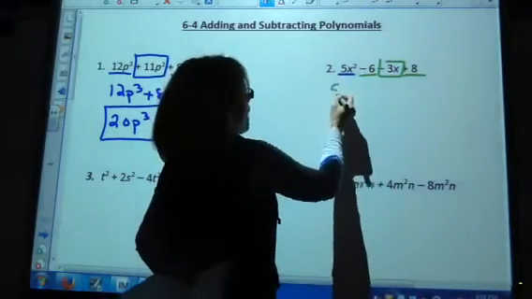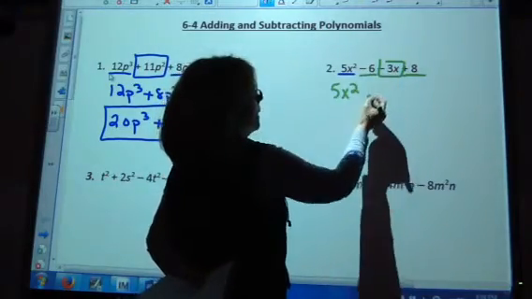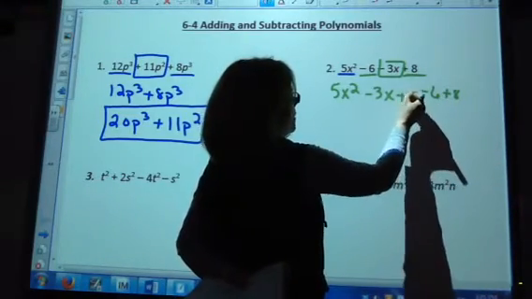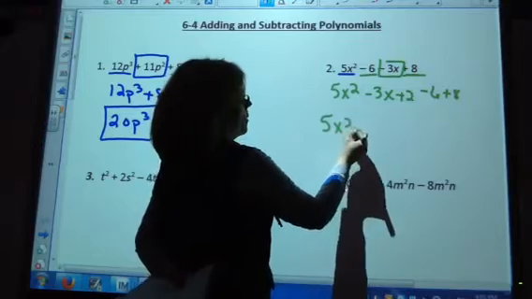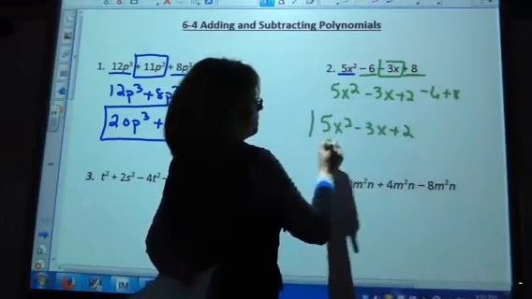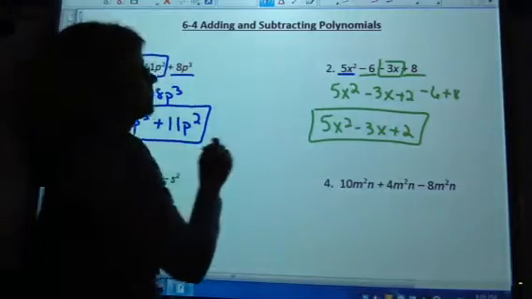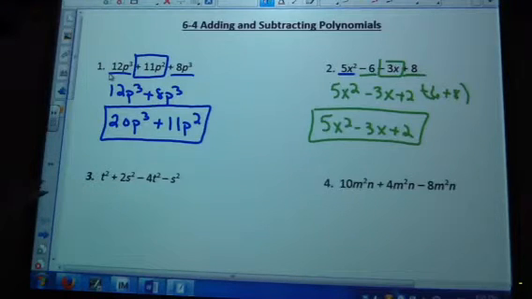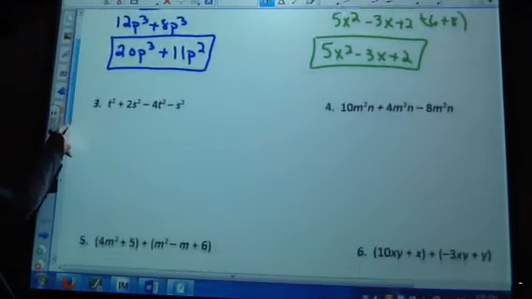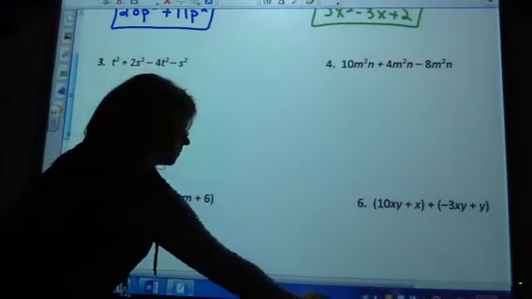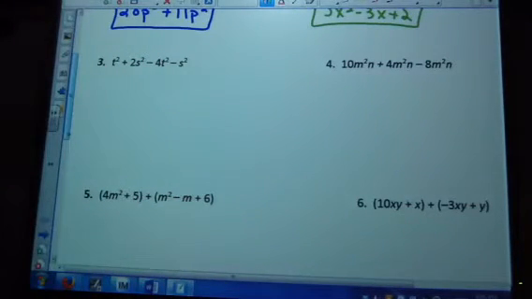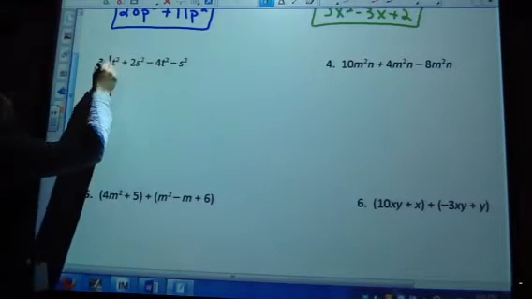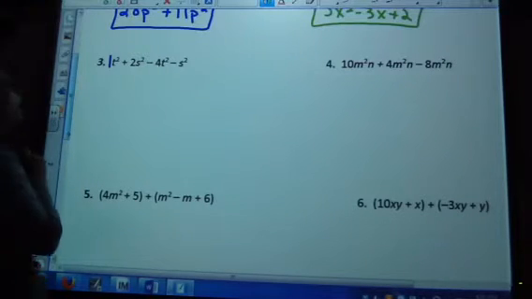Okay? So, 5x squared minus 3x, and then what's negative 6 plus 8? That gives me a positive 2. So there's my answer. Make sure it's in standard form. And it is. Now, if you don't have a coefficient with your variable, go ahead and put a 1 so you don't forget to do the computation with it.